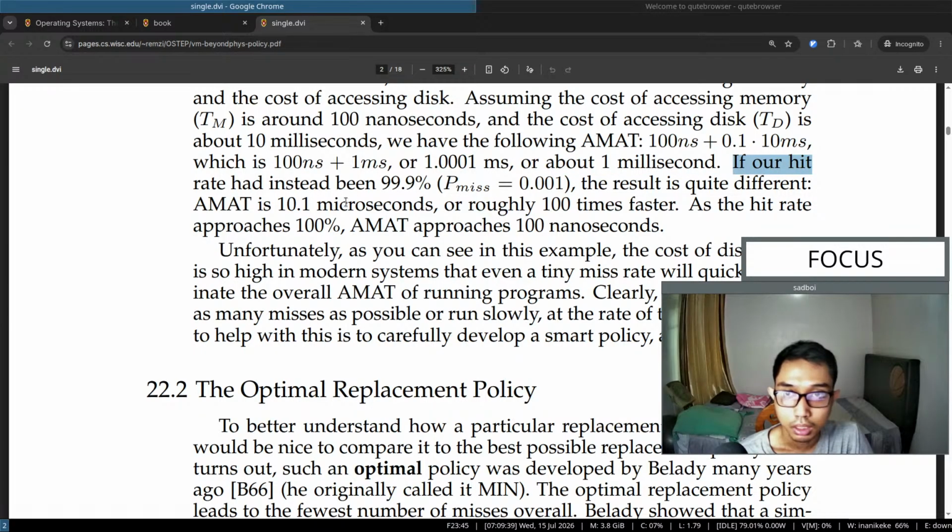If our hit rate had instead been 99.9%, the P-miss is 0.001. Okay, the result is quite different. Average memory access time is 10.1 microseconds. Oh, not milliseconds. Okay, or roughly 100 times faster. Yeah, notice the difference here: microsecond, millisecond, and nanosecond.